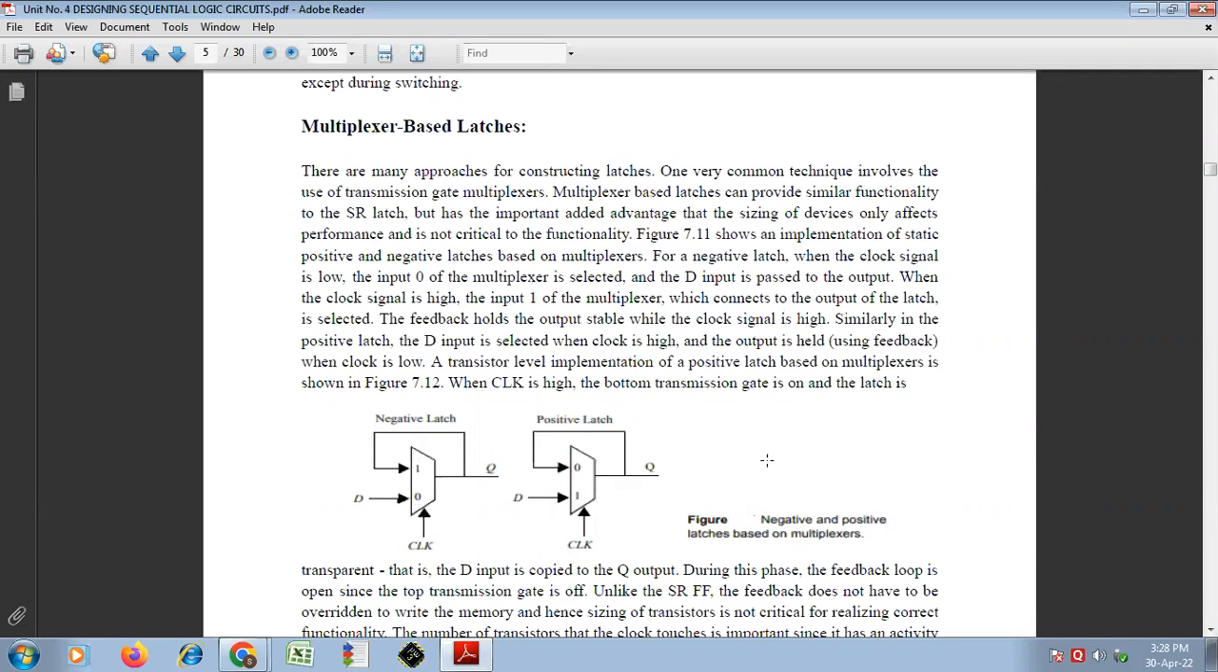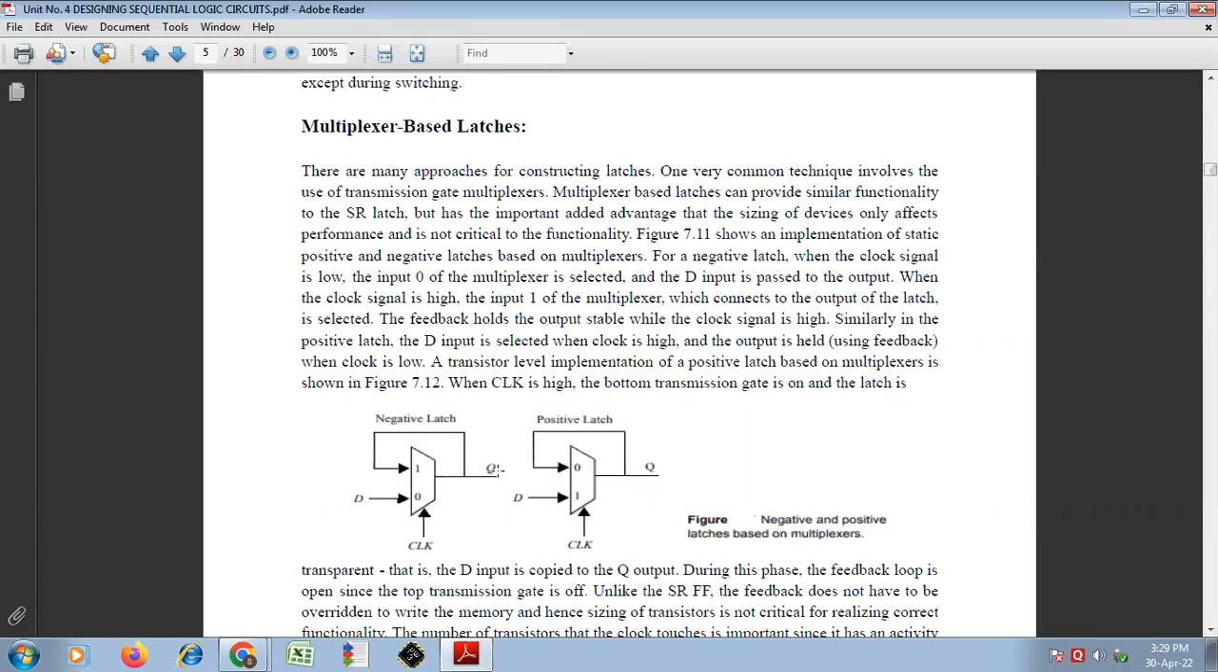So how does it work actually? For a negative latch, when the clock signal is low, the input 0 of the multiplexer is selected and the D input is passed to the output.